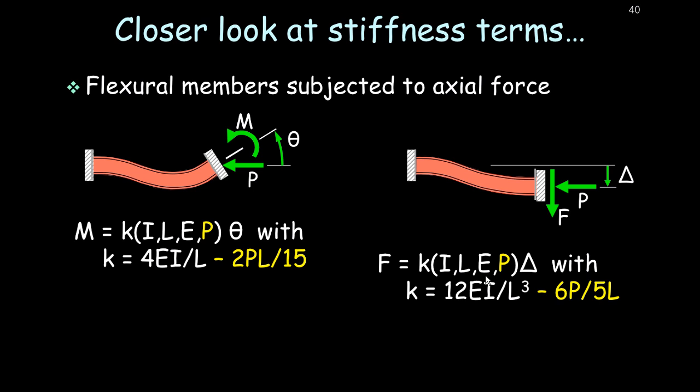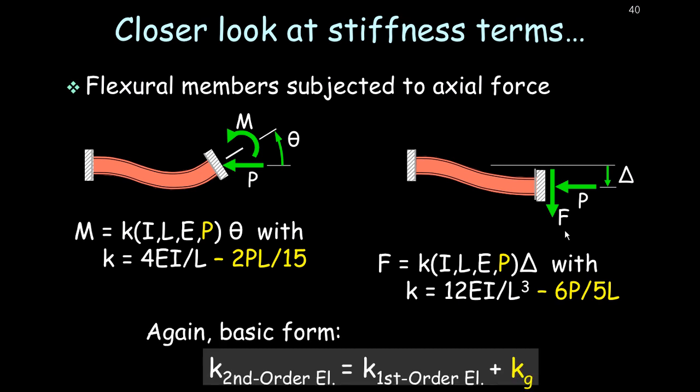The flexural stiffness here is 12EI/L cubed, looking at the beam on the right. And again, we put axial force on there. We don't have 12EI/L cubed anymore. It's being reduced by 6P/5L. Again, just showing these, not expecting you to memorize them, but the key here is that when we do a second-order analysis, we're taking the first-order stiffness and reducing it by some type of geometric stiffness, and that geometric stiffness accounts for the presence of axial force. And that, in turn, will give us our second-order stiffness.